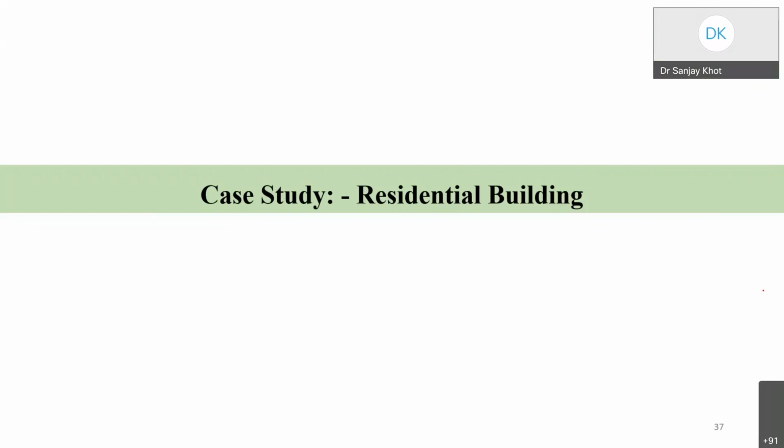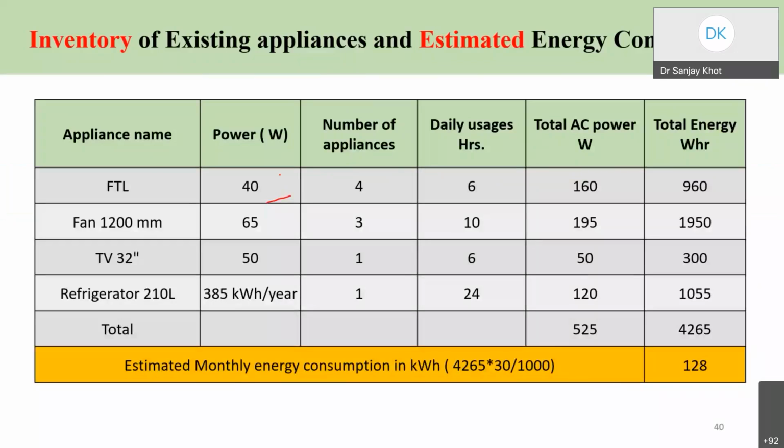Now suppose I take the example, this is the inventory. By considering that building, I have taken a total of 4 tube lights of 40 watt. Actually the tube lights available in the market go up to 52 watt. Even if you say this is a 36 watt tube light, it consumes 40. So I have taken a 40 watt tube light, and the total number of appliances is 4. Daily we are using approximately 6 hours per day. So total per day we are consuming for the tube lights 960 watt hours, or if you consider it as electric units, it is approximately 1 electric unit.